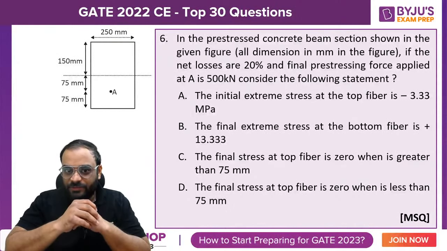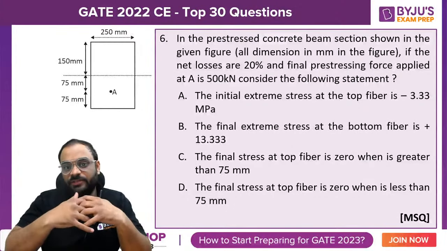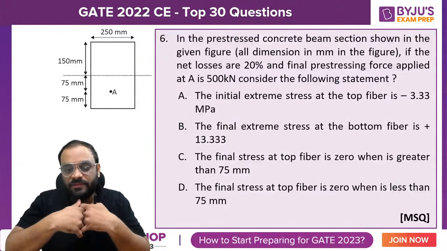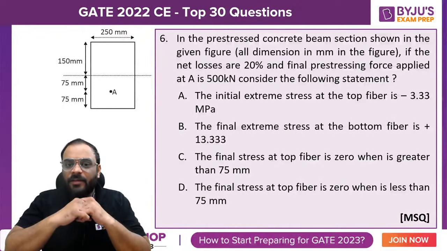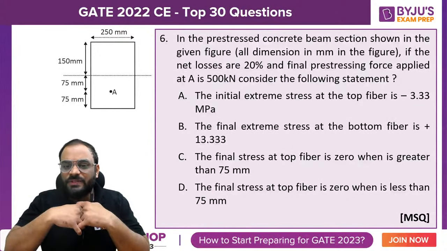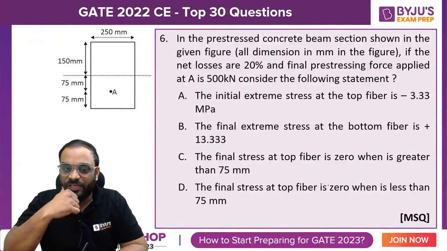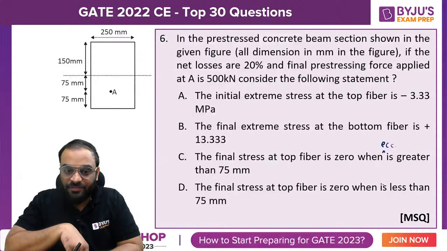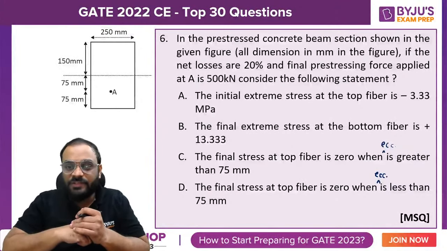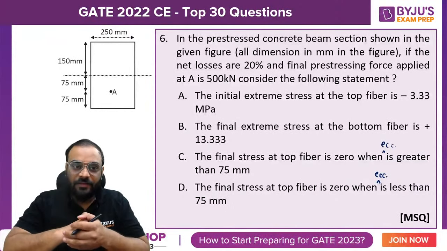Final stress at the top fiber is 0 when greater than 75, when less than 75. Okay. Exactly, this particular option, which means this option and this option, right? The final stress at the top fiber is 0 when the eccentricity, let me write it, eccentricity, right, is greater than 75, and in this case when the eccentricity is less than 75. Now this statement is complete. Done, guys?